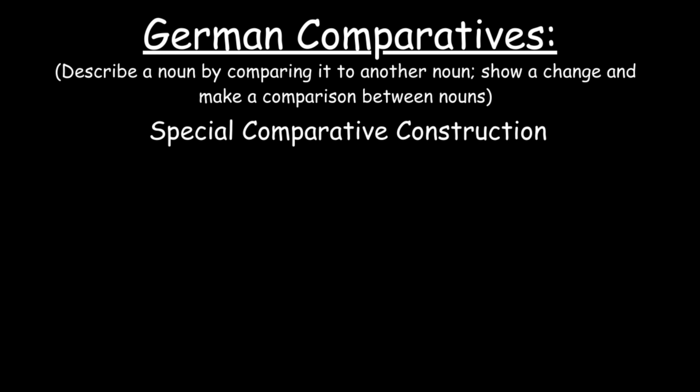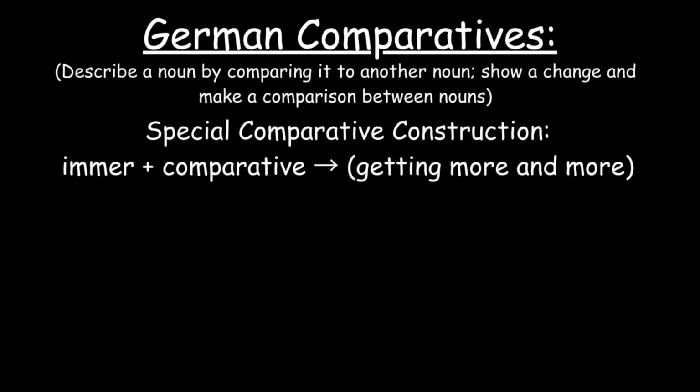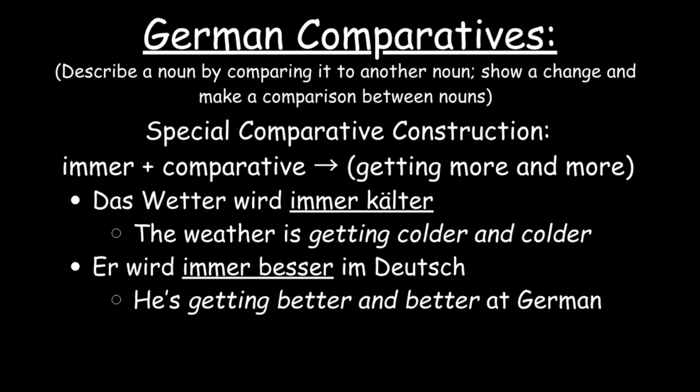Furthermore, German has a special structure that eliminates the need to repeat a comparative, which makes a continuous change. Immer plus a comparative, which in English means getting more and more. Some examples are: Das Wetter wird immer kälter. Wird immer besser im Deutsch.